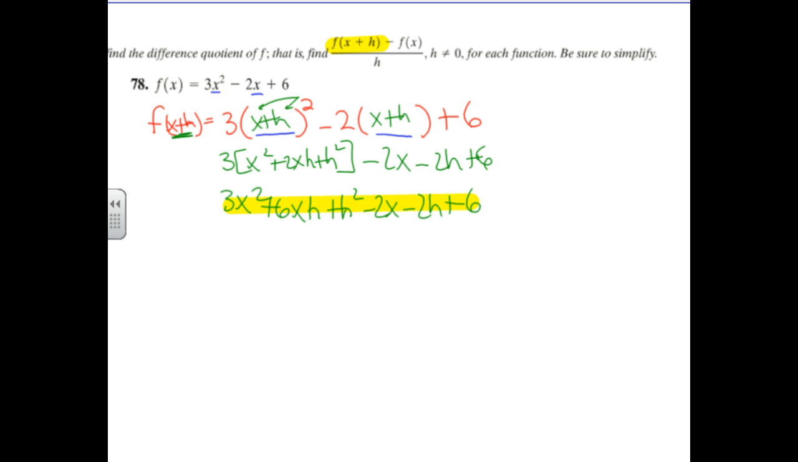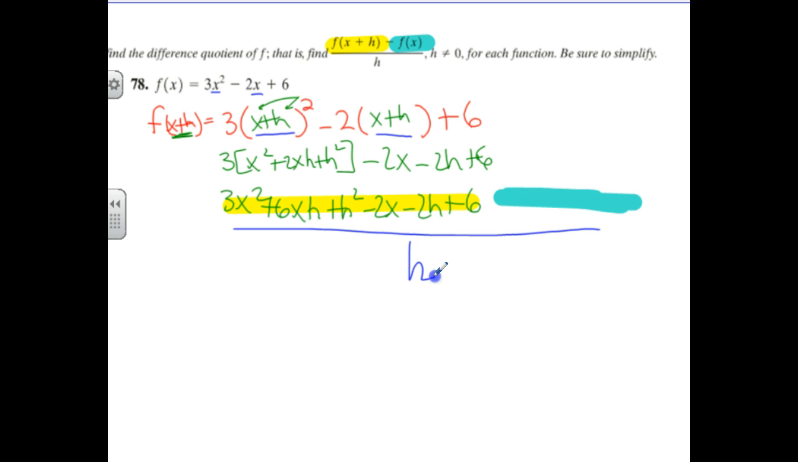All of that is your f of x plus h. Now I need to subtract off the function. And then lastly, I'll divide by h. So to subtract off the function, here is the function. I'm just going to distribute the negative throughout. So it's negative 3x squared. I'm subtracting every term. So it's a positive 2x, and this positive 6 goes to a negative 6, because remember, I'm doing the opposite of the function.